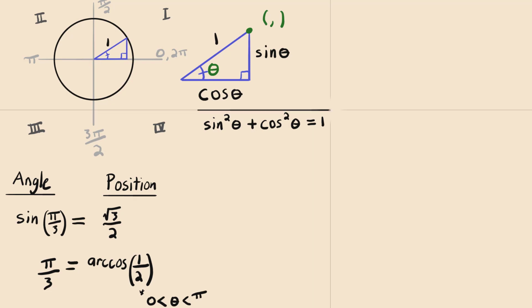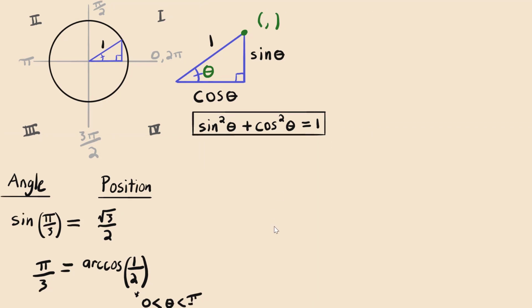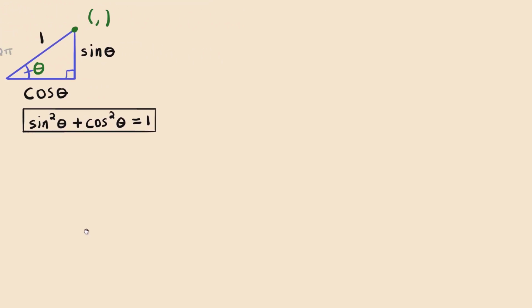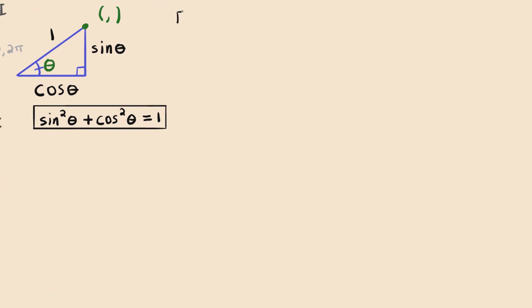Okay, so now you know the basics of how the unit circle works. I'm going to show you how to get the angles and positions of the first quadrant. And I'll show you later on that as long as you know the first quadrant, you can get all the other quadrants pretty easily. Now this is just a memorization trick, so bear with me.